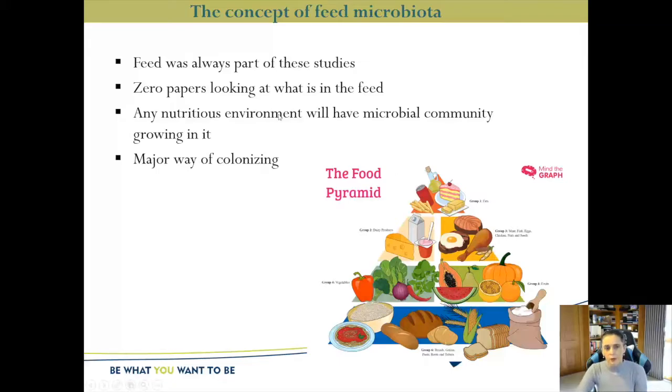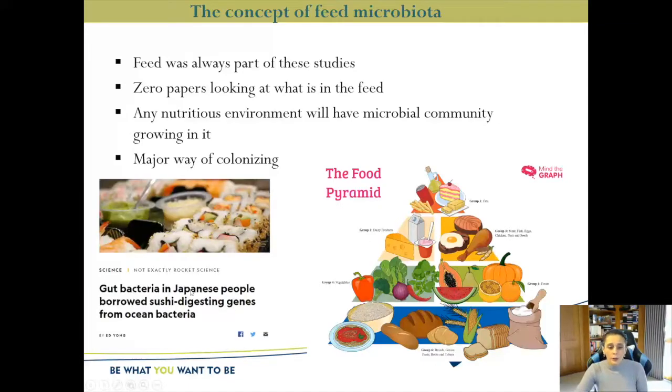When I went through all of that data, I looked through a lot of things on Google Scholar, on PubMed and whatnot. I didn't see any papers looking at what is in the feed. All the papers were saying what the feed does to existing microbiota if you change the diet. So any nutritious environment will have bacteria that live on it. Even our liver and our organs are colonized, and this is something that is hard for us to accept. Our gut leaks all the time, and our organs have their own microbiota. So if we look at interesting examples, gut bacteria in Japanese people has sushi digesting genes.